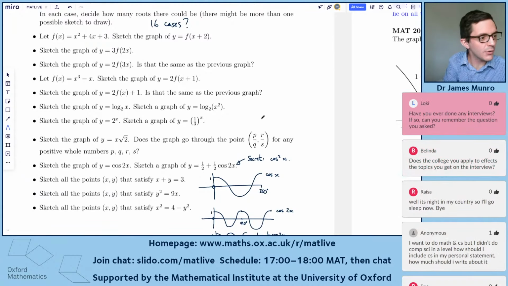Loki, good excuse for an advert. I've done interviews before. I can remember the questions. There's an interview session. We're doing it after the MAT. This MAT live stream will keep running for a few weeks, and we'll do a session on interview questions later on with some of the questions that I've used before in interviews. So that'll be fun.